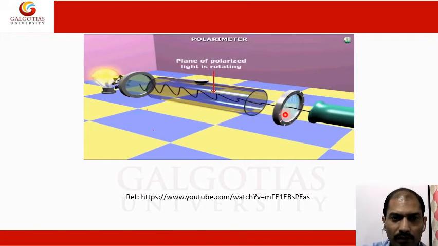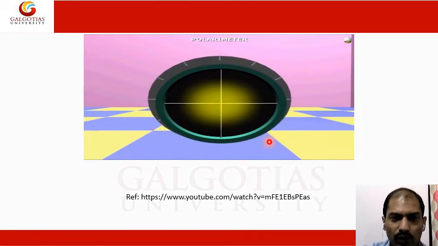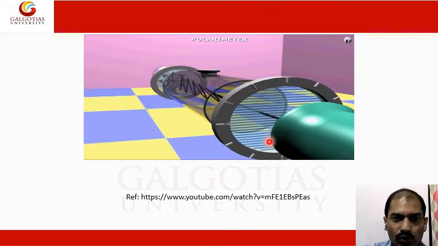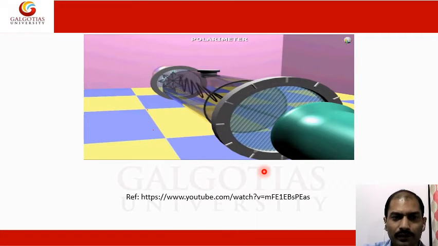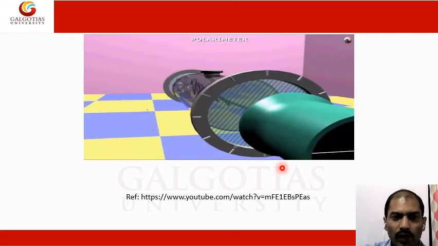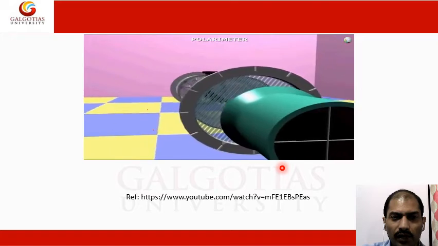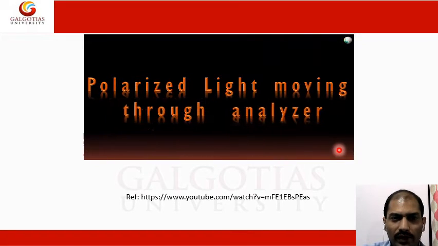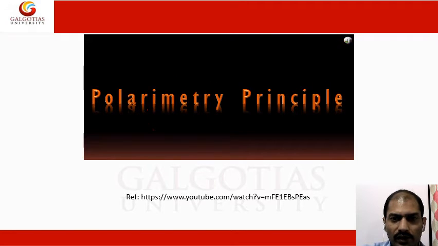Here the sample is kept inside a sample tube. This plane polarized light is passing through the tube-like structure, as you can see. This is how the sample is investigated in the polarimeter. The polarimeter helps us see its optical activity towards plane polarized light, and this is how we can see how the polarimeter works.